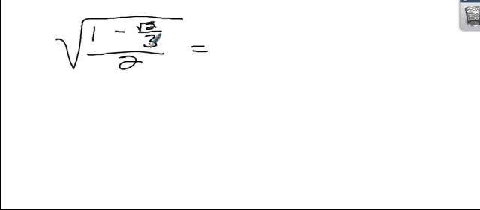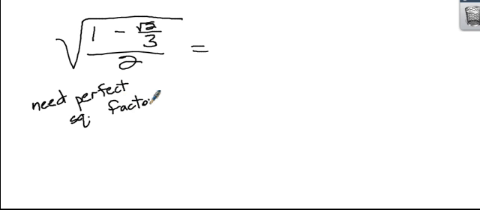Now this time I need a number that will cancel a 3, but also when I combine it with that 2 I get a perfect square. So I need a perfect square with factors of 3 to cancel a 3. And I also need a friend for this 2, because if I had 2 times 2, I'd get 4. So 3 and 4, or 3 and 2 are my factors. So what perfect square has factors of 3 and 2?